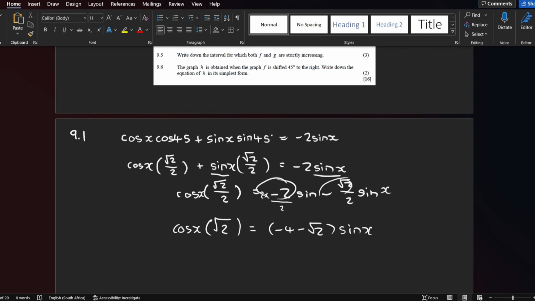Okay, and then dividing both sides by cos x, we can get our tan ratio. So this gives us tan over here.